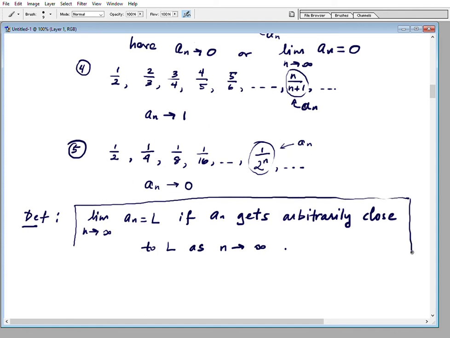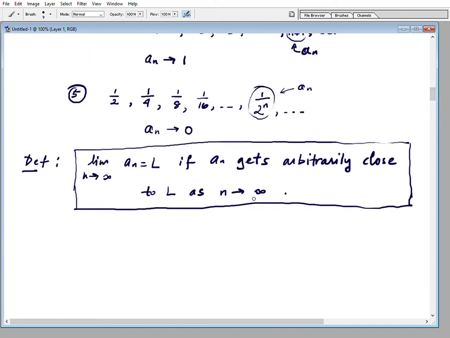Okay, it's not a precise definition because we're not writing exactly what arbitrarily close means as n goes to infinity. We're not really writing what that means exactly. I'll give you the more precise definition as well. All right, like you could say, let's say you challenge this word arbitrarily close.